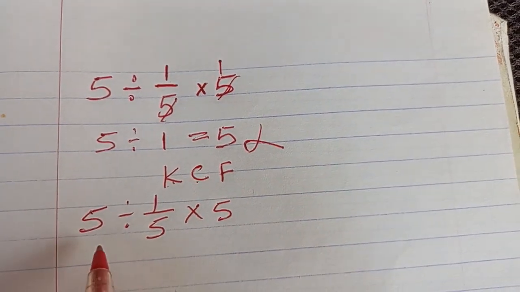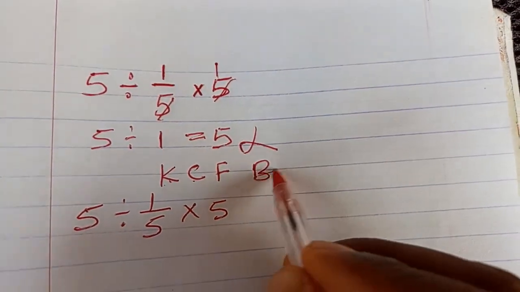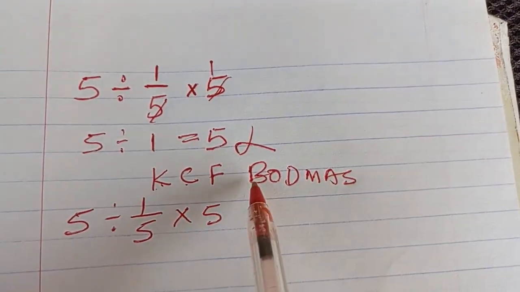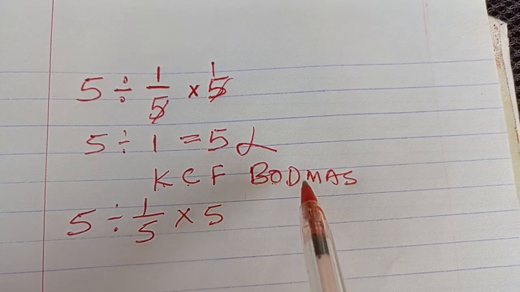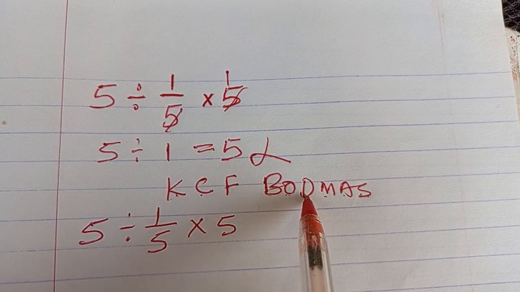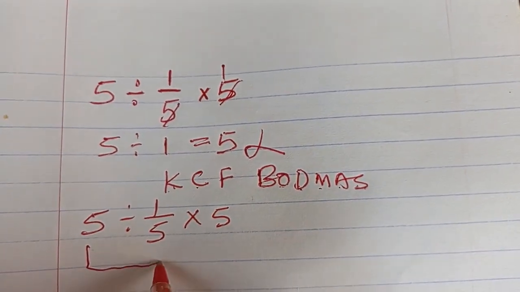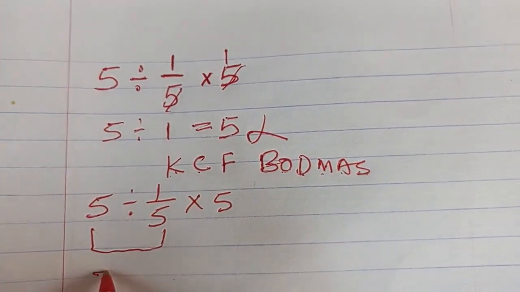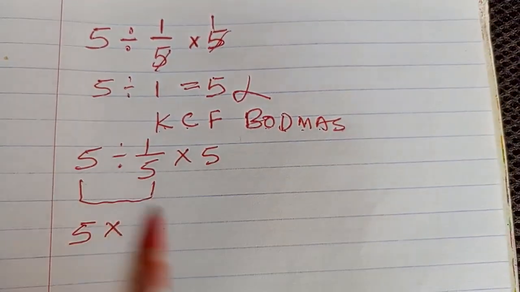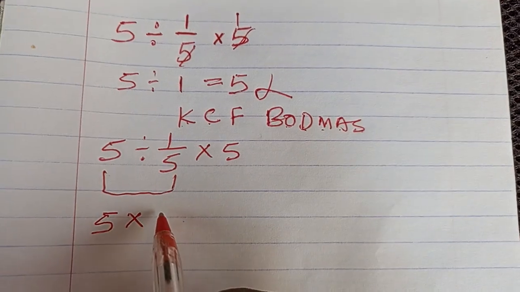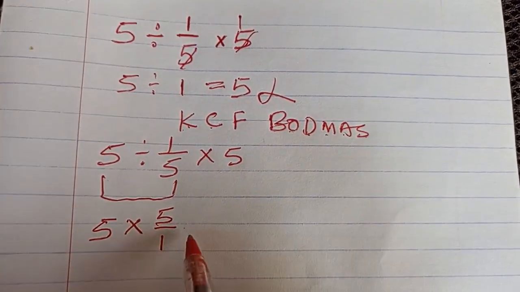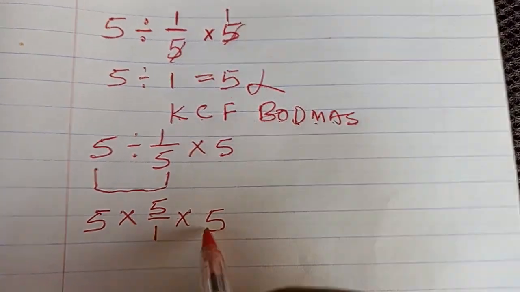Now, if we follow the rule, and our BODMAS rule says, so this BODMAS rule, this B stands for brackets, then of, division, multiplication, addition, subtraction. Now, if we follow the rule, we are doing division first. So we do this first. So we'll keep 5, change our division to multiplication, then we'll flip 1 over 5 upward, 5 will come up, 1 will go down, times 5.